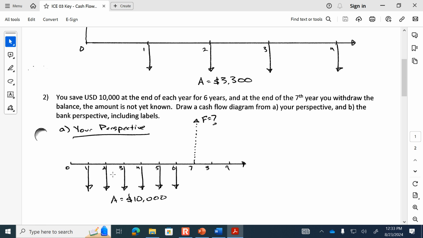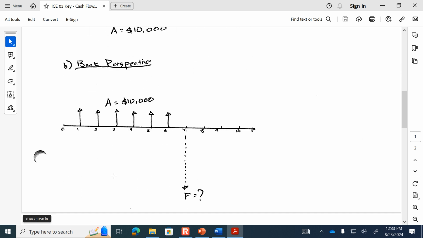So that's your perspective, but from the bank's perspective, they get money for 6 years and then have to pay it out as a single lump sum. So the bank's perspective is the mirror image of that.